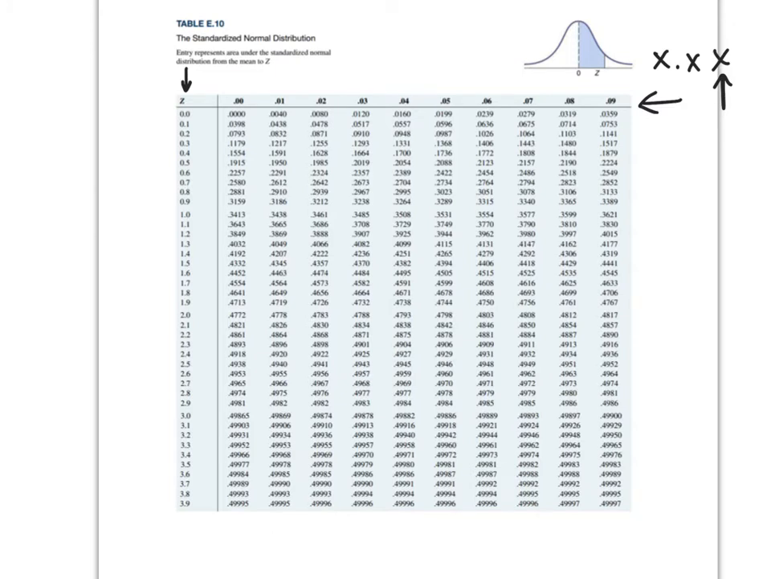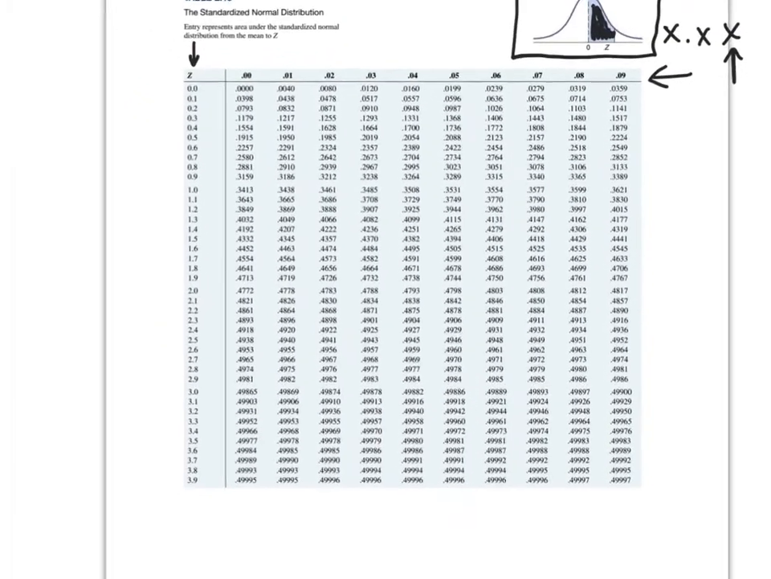So let's say, and plus when you use a normal distribution table, always look at the interpretation of the numbers. Any number in here will represent the probability between 0 and that z that you look up.